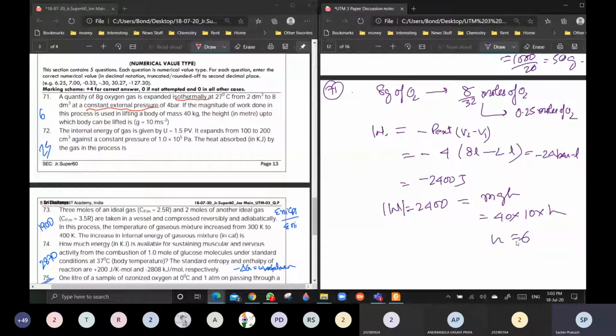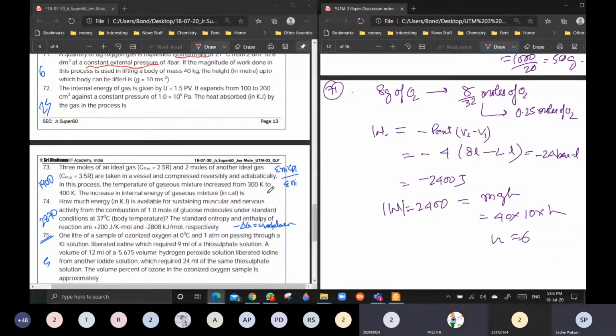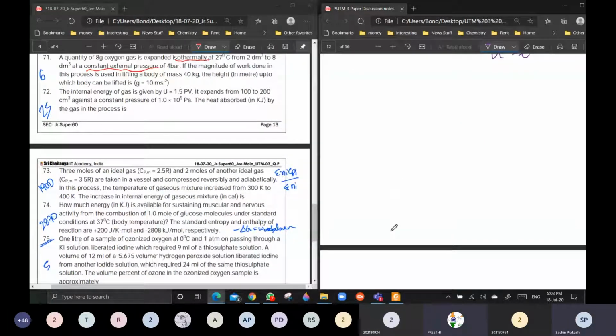Yes, sir. Wherever the term constant external pressure is mentioned, it is an irreversible process. A process cannot be isothermal and isobaric, or isothermal and adiabatic, at the same time if it is reversible. Only irreversible processes can be constant with respect to two parameters at the same time. Okay. After 71, 72. 72. Okay.